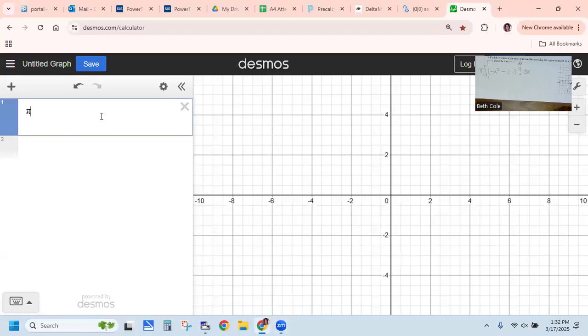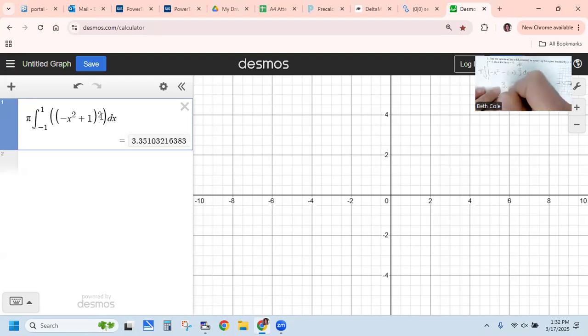So, all right, integral from -1 to 1, parentheses, -x squared +1. Well, I'm going to need another parenthesis. I'm going to give lots of hugs here. Squared. dx. There we go. 3 point, oh, this is super teensy tiny. 3.351.